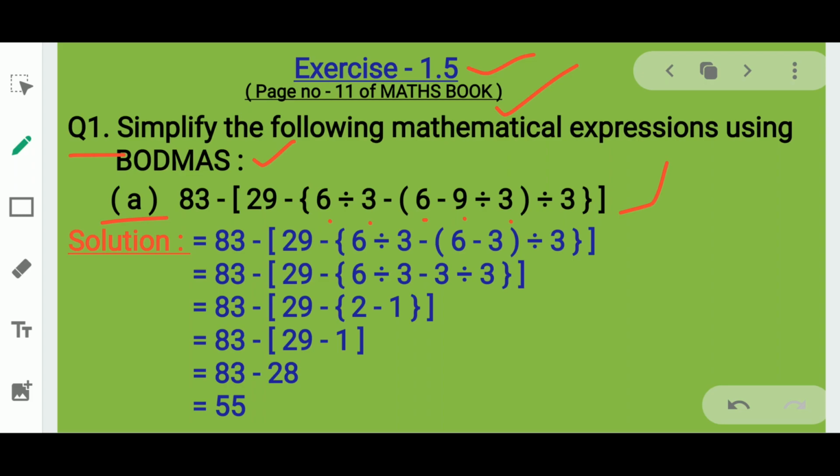Now what should we do? First we have B. Very first we have B. B means bracket, which means we have to solve the bracket first. But here we can see 3 types of brackets: small bracket, curly bracket and big bracket. What should we do first? We have to solve the small bracket first. In the small bracket we can see 6 minus 9 divided by 3 is written. In the small bracket there is more than one operation written. What should we do now?